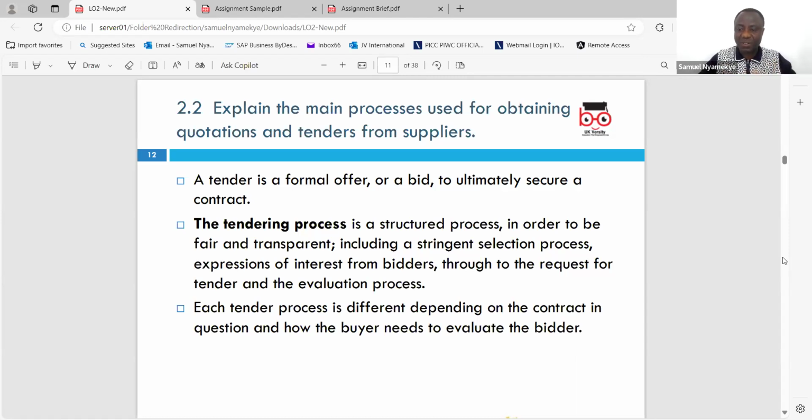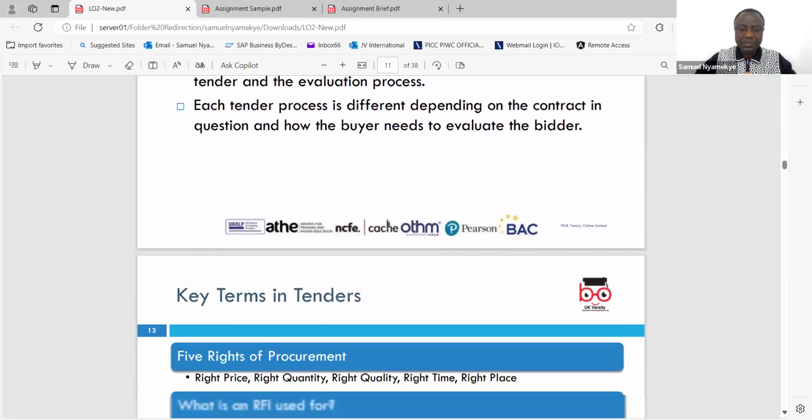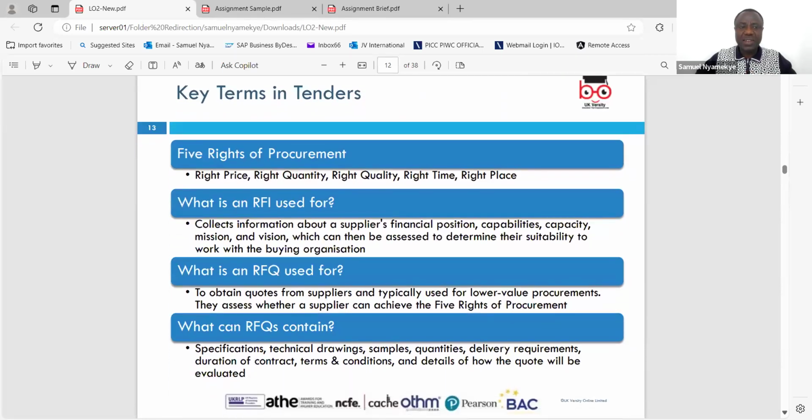Tender, open tenders and all that, we'll see that in a moment. When it comes to tenders, there are certain terms that we should be aware of. The price should be right, the quantity should be right, the quality should be right, the timing, and obviously the place.